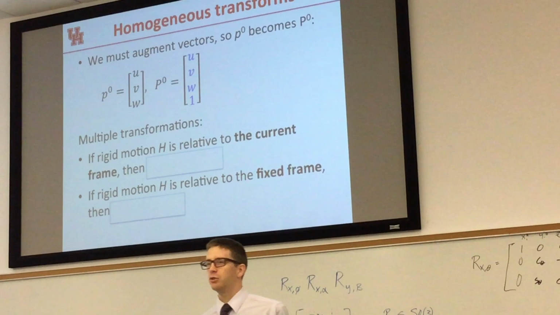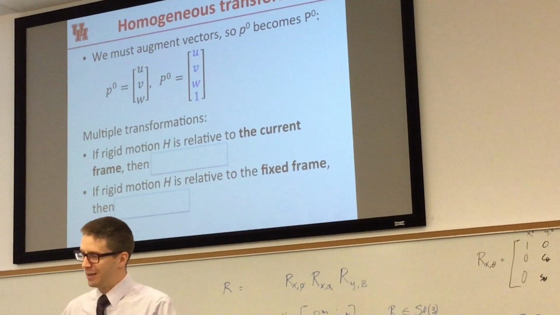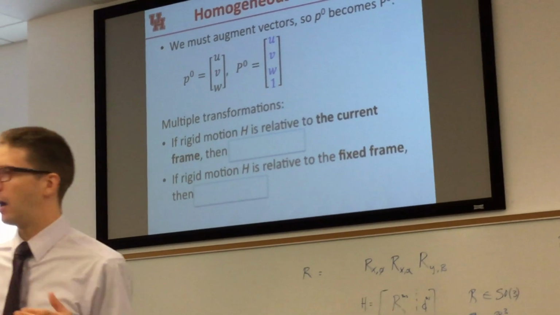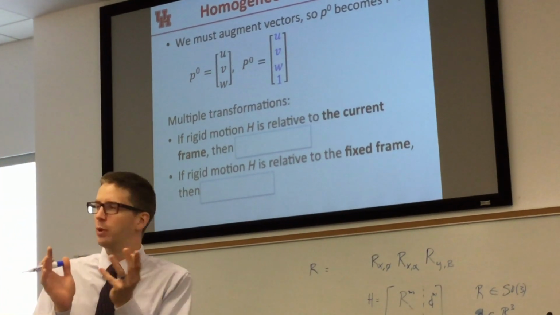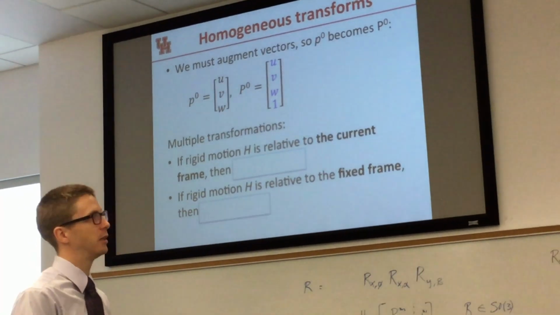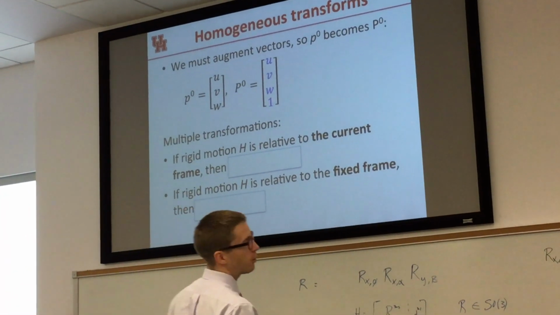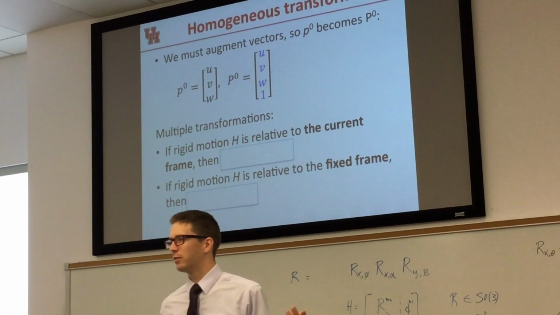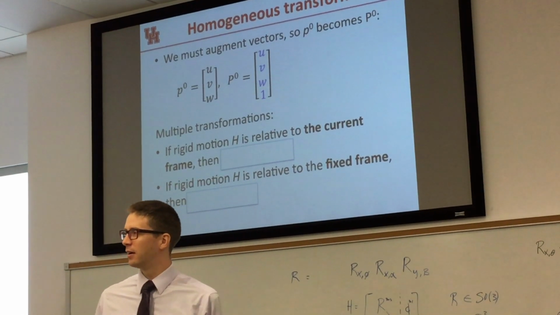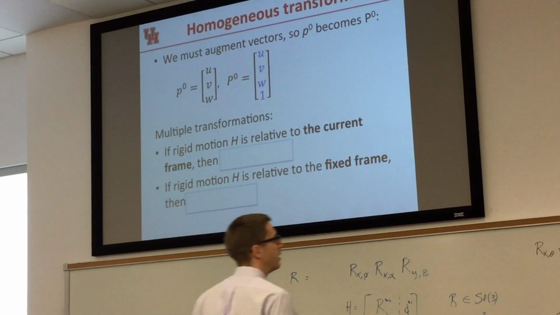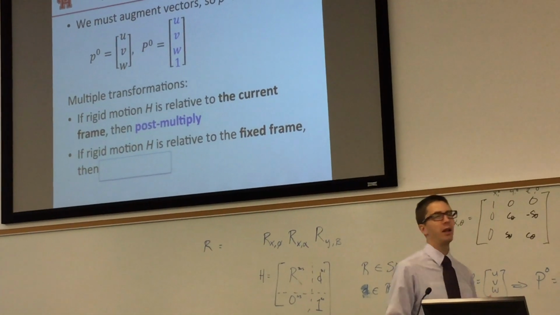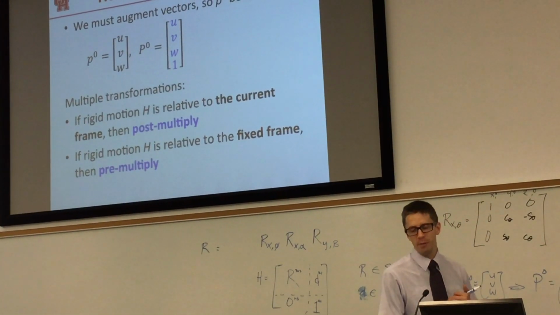So this homogeneous transformation, we call it a rigid motion, because we're not bending the robot, we're not stretching the robot, we're not inflating the robot, right? This is a rigid body, so it takes the same volume, it's the same shape, it's just a new orientation, new position. So if the rigid motion H is relative to the current frame, what do you think we're going to do? We're going to multiply it. The current is going to be post-multiply, quite right. And if it's relative to the fixed frame, then we're going to pre-multiply.